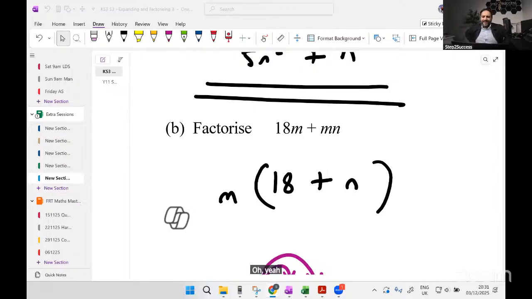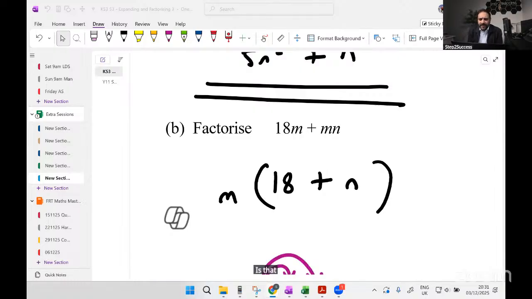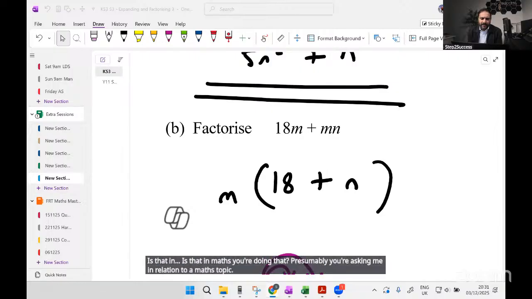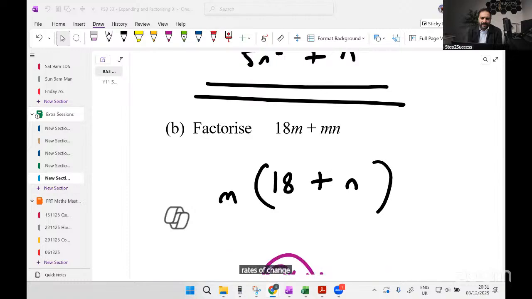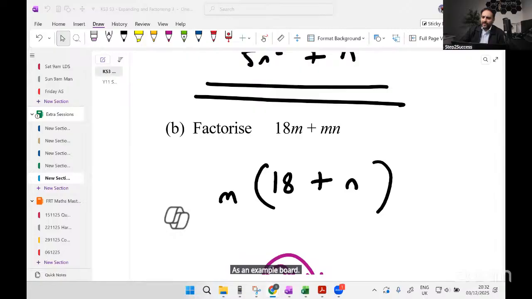Okay, let me see what I've got on this proof nonsense. Oh yeah, I saw your question about rates of change. I don't know is the answer to that question. I don't think we specifically have that as a topic. Presumably you're asking me in relation to a maths topic, rates of change and instantaneous rates of change. Just confirm that to me. Sorry, I didn't reply to it. And also just confirm one more thing: are you doing IGCSE as an exam board for maths? Or do you know what exam board you're doing?